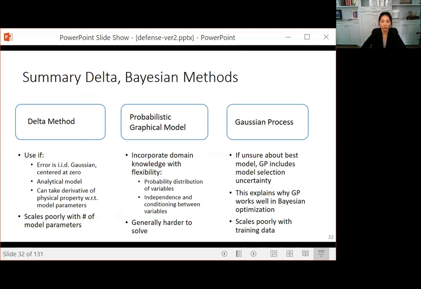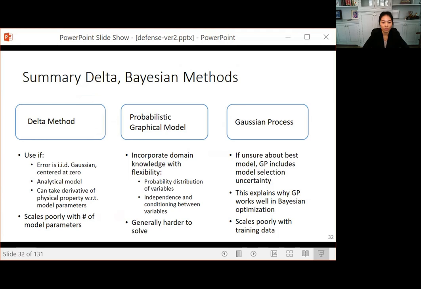So the summary for this part: we talked about the delta method. We showed in the Bayesian regression posteriors that those results are consistent with each other and that they are model parameter uncertainty. And then the Gaussian process also includes model selection uncertainty. And then when would you want to use one over the other?